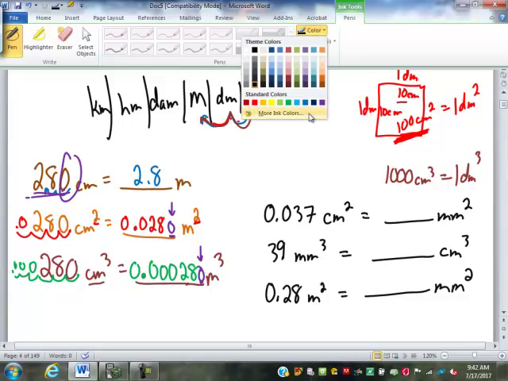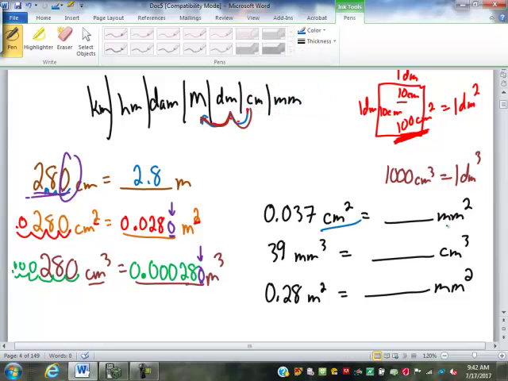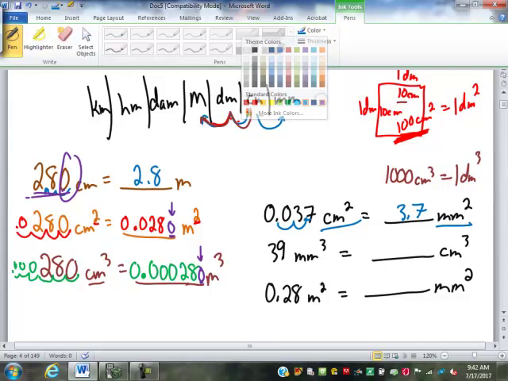Okay, so for the first one, centimeters to millimeters is one spot to the right on the chart. But this is squared, so that means each spot is how many decimal places? 2. So the decimal point has to go 2 spots. So that becomes 3.7. So I'm going to stop there. How many of you had that right? Show of hands. Any questions on how I did it? Because it's squared, every spot on the chart has to be 2 decimal places. So it went 1 spot on the chart, the decimal point had to go 2 spots.